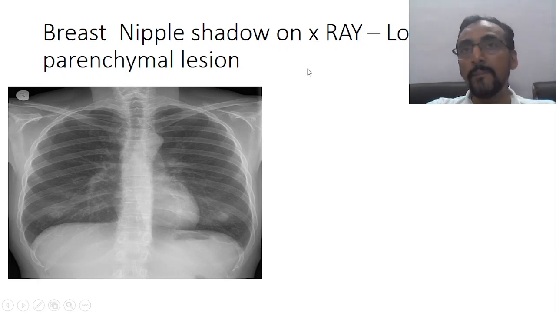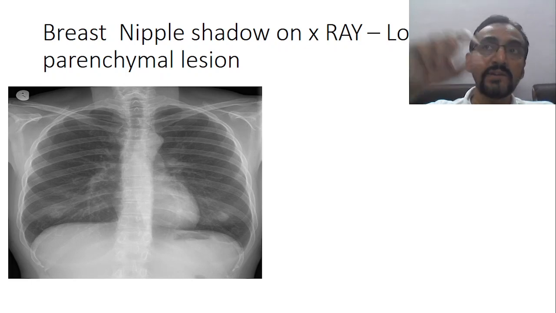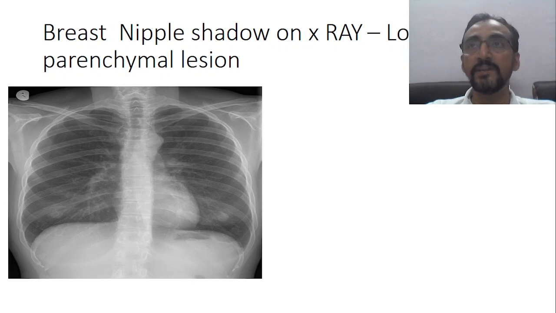Sometimes the breast nipple and areolar portion may also create a shadow in the X-ray, and most of the time it looks like a parenchymal lesion. Okay, breast nipple shadow many times also creates a confusion with a lesion inside the parenchyma, maybe a ring lesion, maybe a cavity, maybe some mass, and maybe enlarged lymph nodes. This kind of confusion it will create.